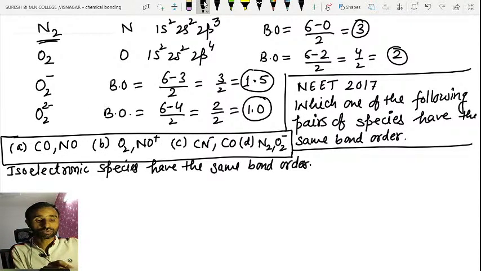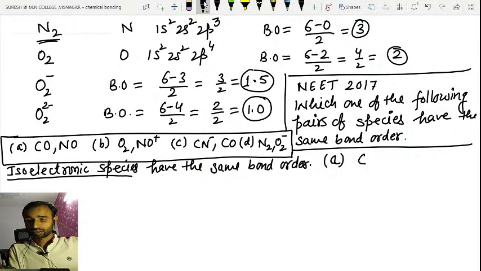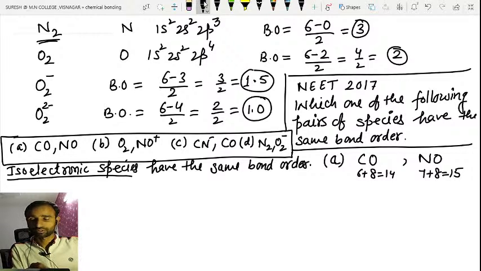See, in this case, carbon, oxygen, nitrogen, oxygen, they are not isoelectronic. Isoelectronic means having the same number of electrons. O2, 8 plus 8; NO, 7 plus 8 minus 1. But here, CN negative. So in option A, carbon and oxygen means 6 plus 8, NO, 7 plus 8, are not isoelectronic. Okay.